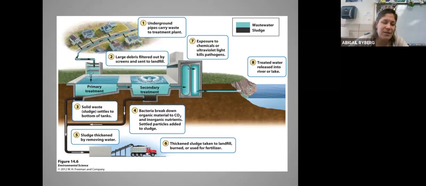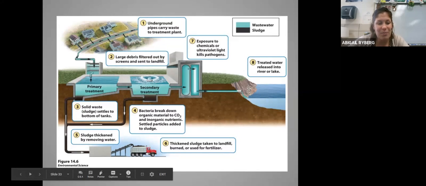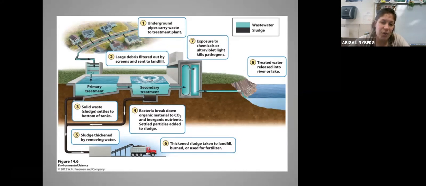The solid waste also here, similar to what we saw in the septic tank, falls to the bottom and it gets sludge. It's called sludge, and it gets basically shipped away. And actually, we'll talk about that in a sec. So the water here after the primary treatment gets sent to the secondary.